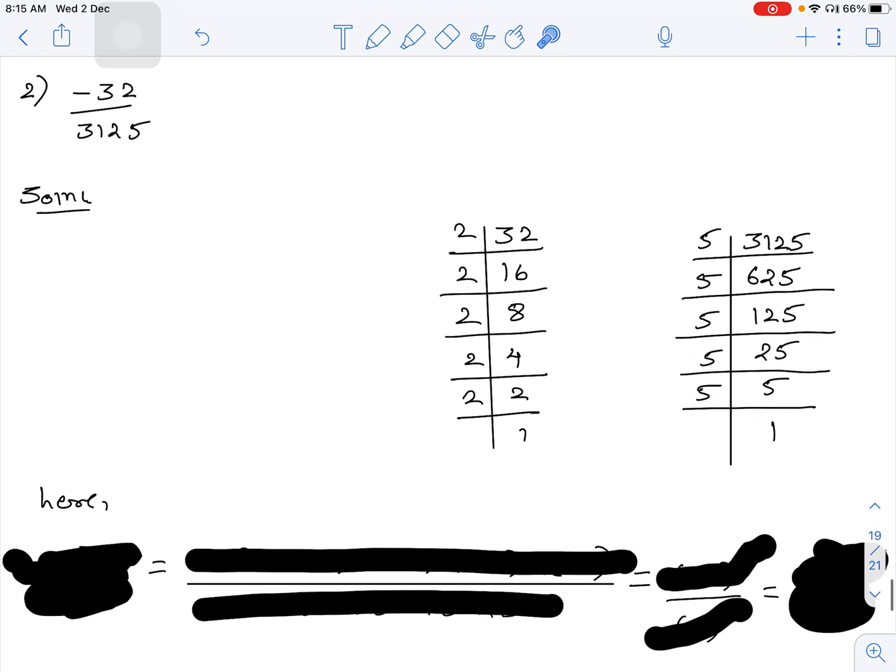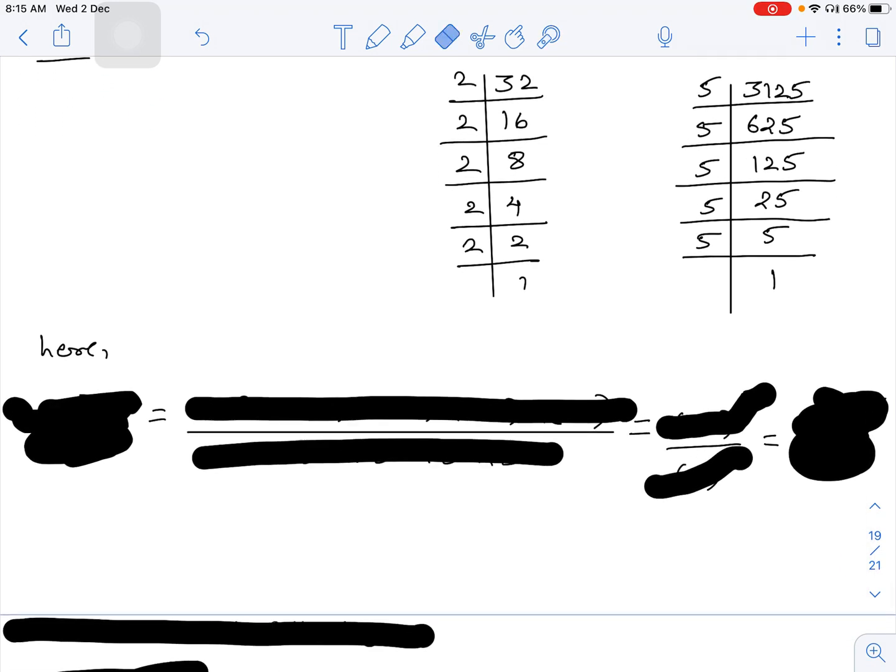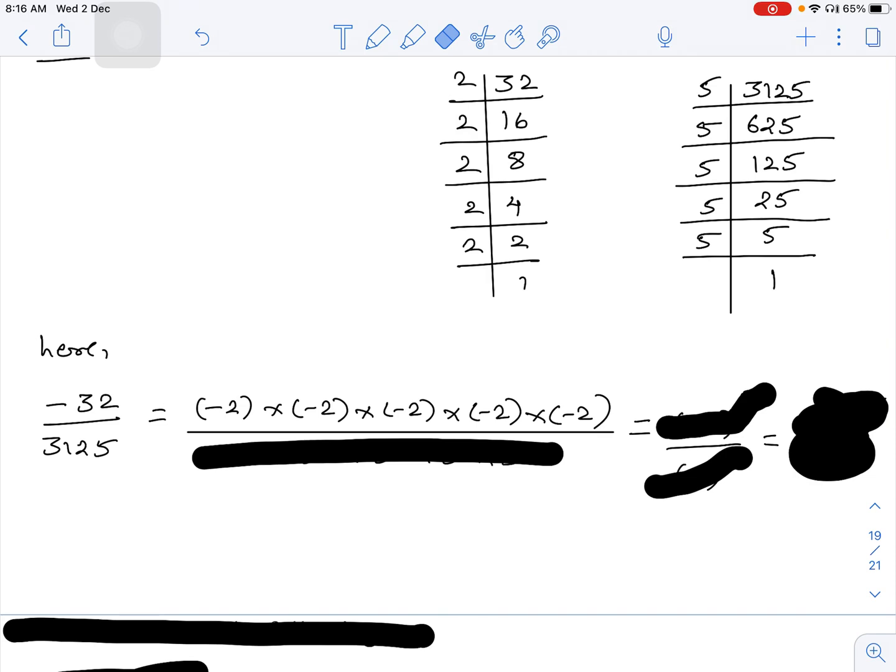Now we have minus 32 upon 3125, so this we will write as follows. Minus 32 upon 3125 equals, now since the minus sign is there, each factor will have this minus sign, so we write minus 2 into minus 2 into minus 2 into minus 2 and so on. That is, 5 times it should be written. The next one is 3125, the factors of 3125, so 5 is multiplying 5 times.